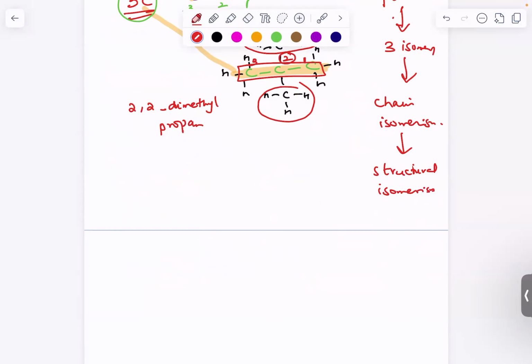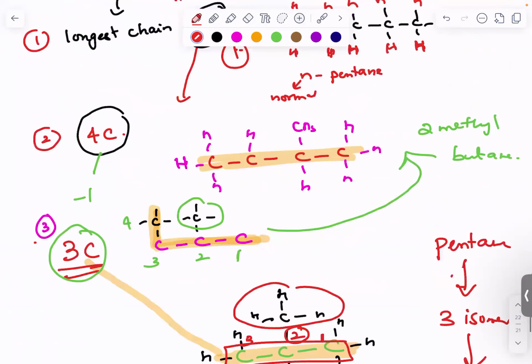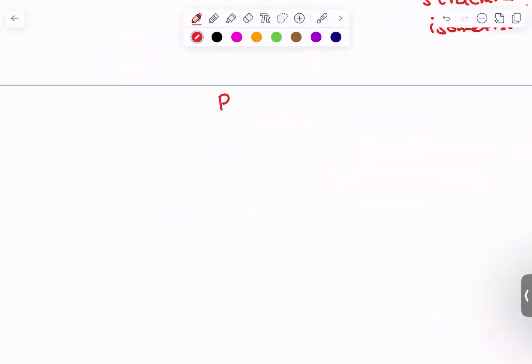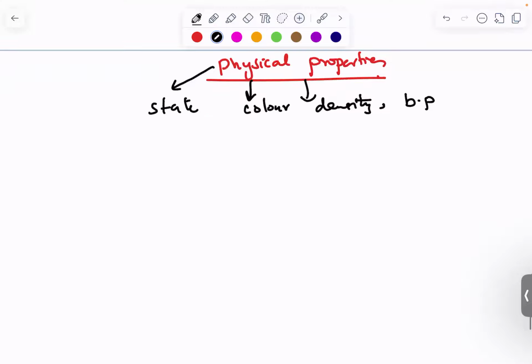All right, good. So this is about the isomerism in alkanes. Now comes the next point, that is physical properties. Physical properties of alkanes. Now, when I talk about the physical properties, always keep this thing in your mind. I need to talk about the state, the color, the density or boiling point or melting point or type of bonding. These are the physical properties.